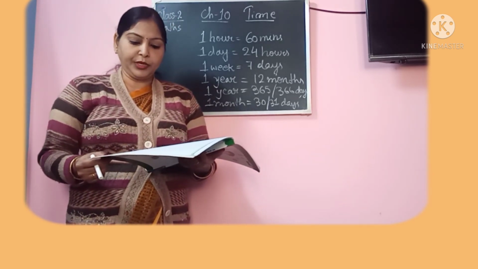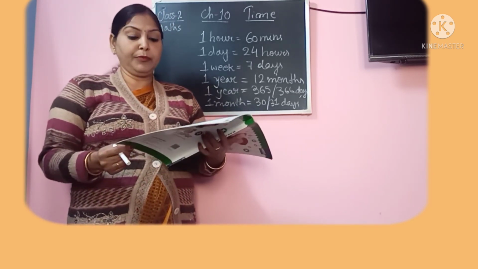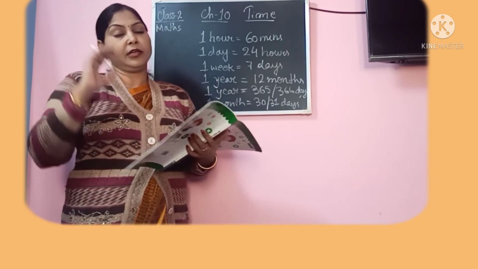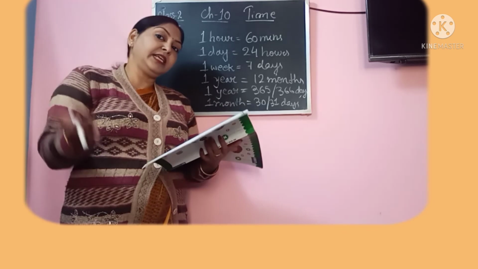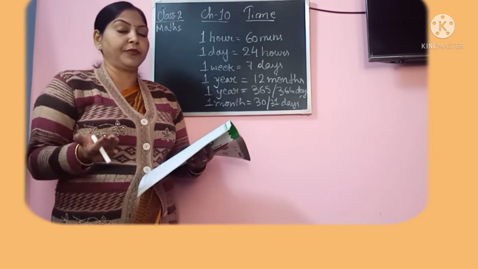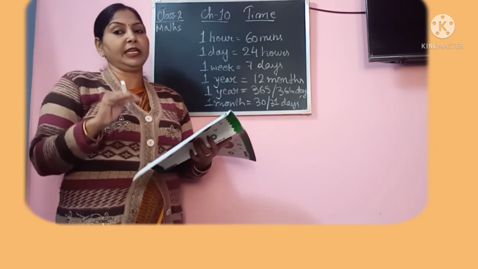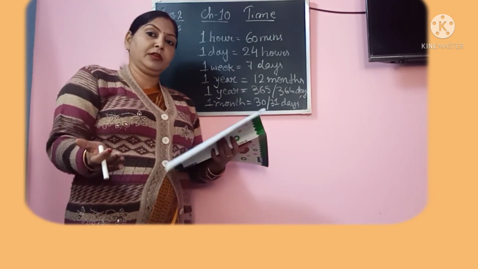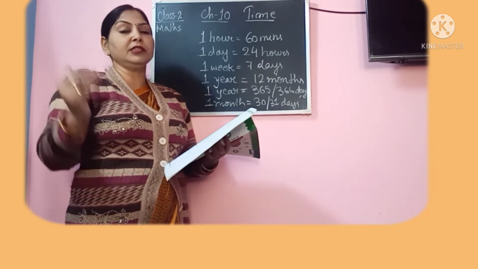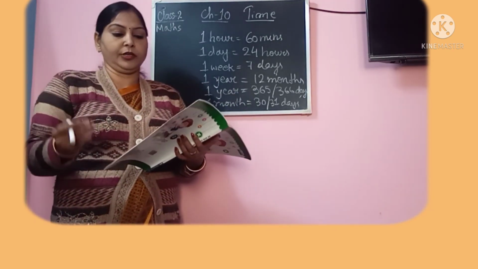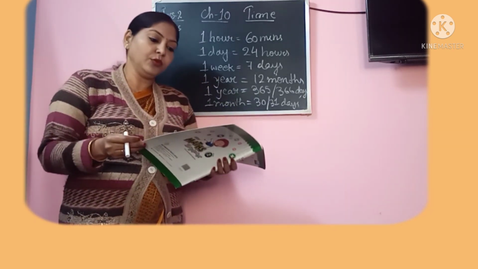The next leap year after 2008 will be, if it is 2008, count 4 more years in it. It will be 12. So the next leap year will be 2012. If 2012 is the leap year, what will be the next leap year? 2016. You go on adding 4 years each time. Like that you have to do.